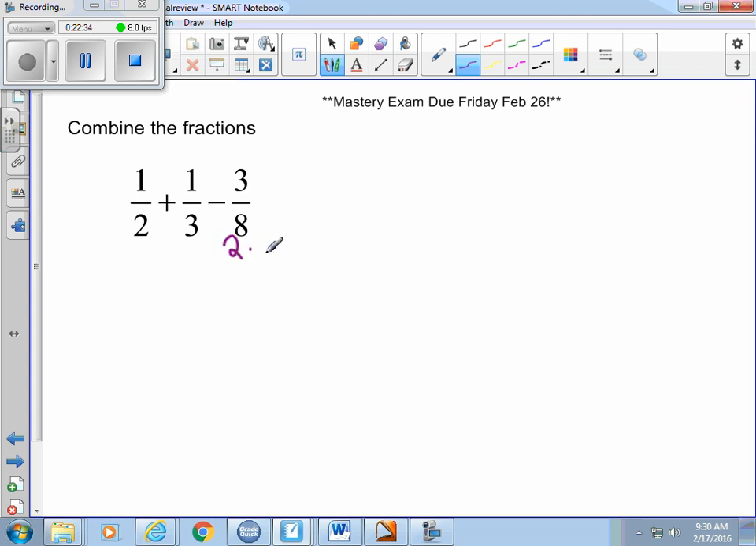2 and 4. And if I go all the way down on a factor tree, 2, 2, and 2. Does everyone agree with that? So it has 3 2s.